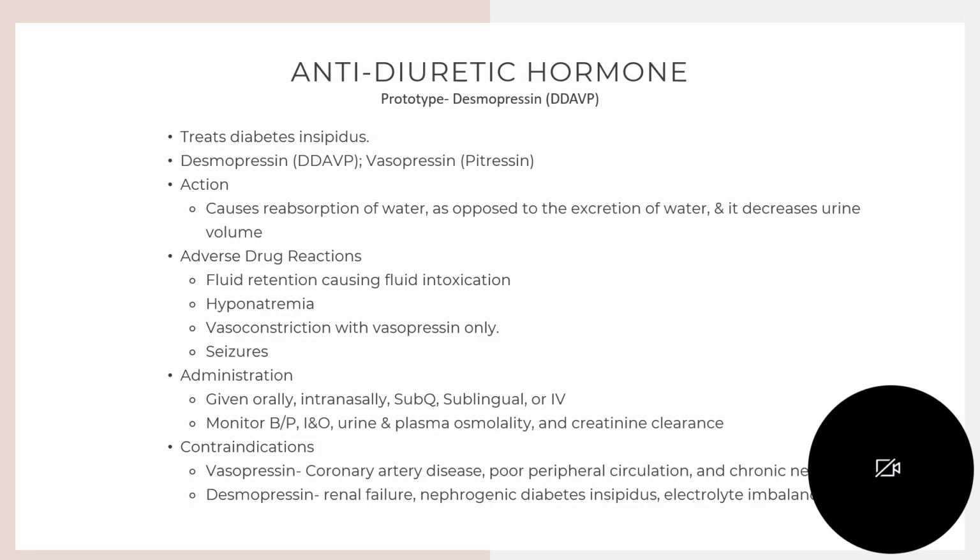All right, antidiuretic hormone. The prototype for this is desmopressin, also DDAVP, or vasopressin. Brand name of that is Pitressin. This is used to treat diabetes insipidus. Okay, so when somebody has diabetes insipidus, they don't have antidiuretic hormone, so what are they doing, Roland? They're peeing a lot, okay?